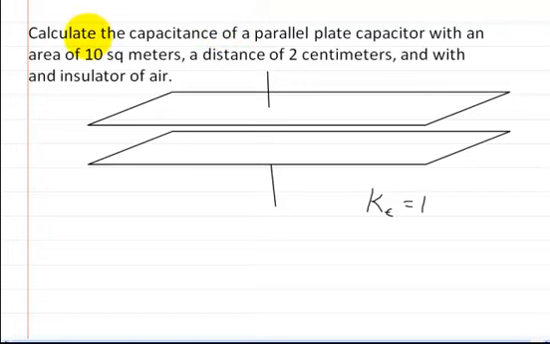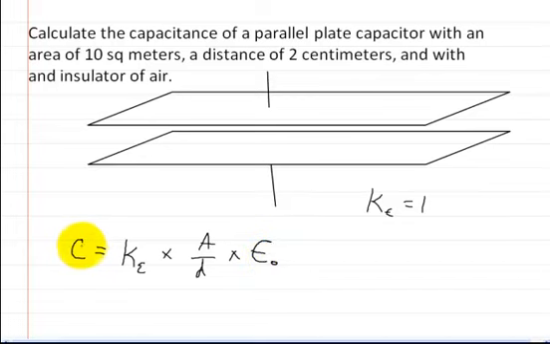So let's calculate the capacitance of a parallel plate capacitor with an area of 10 square meters, a distance from here to here of 2 centimeters, and with an insulator of air. So first thing we would do is use this formula. Let me write it out real quick. This would be epsilon naught.